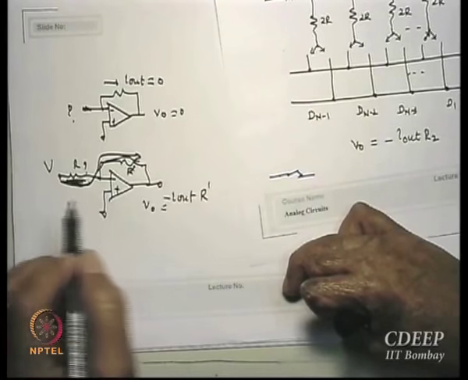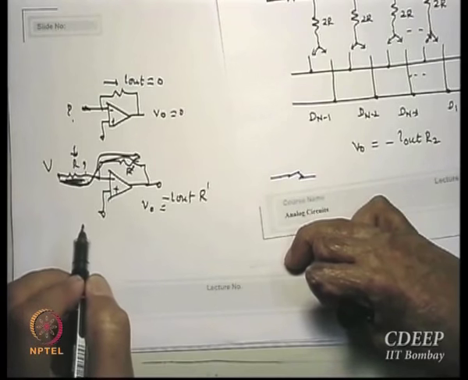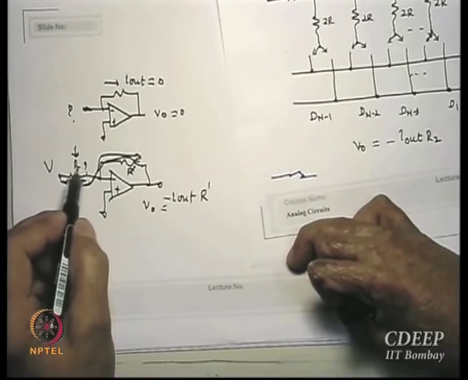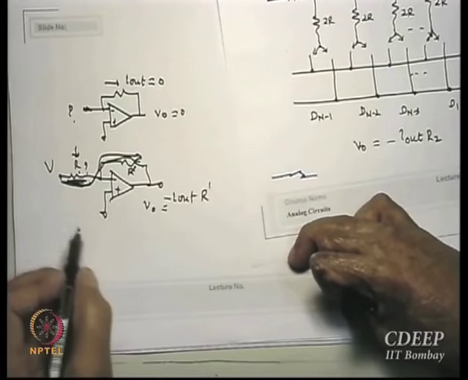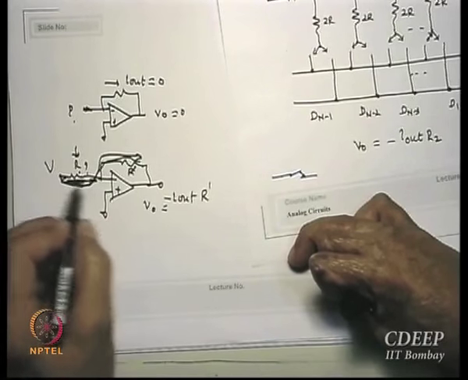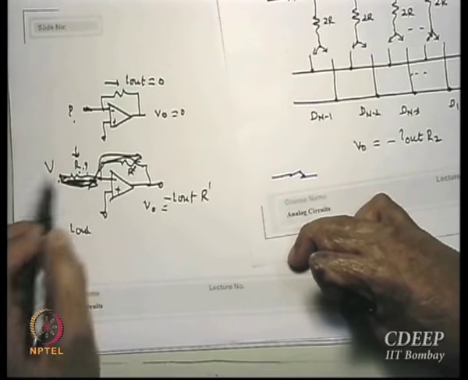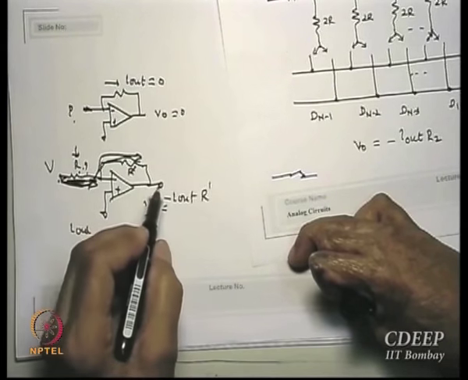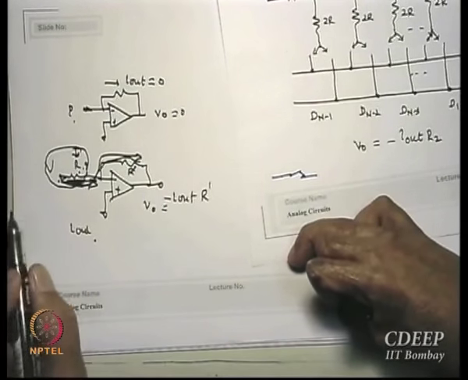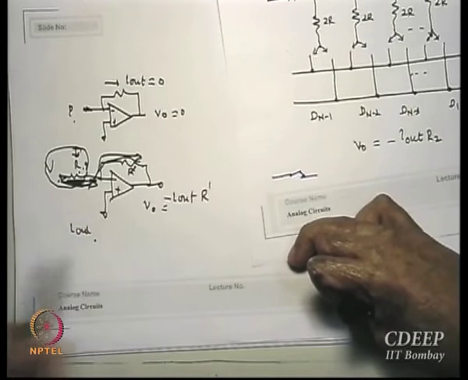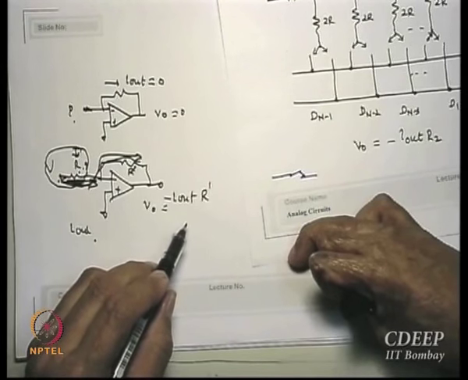So, we find out how much I out is. I out is a function of this, is that correct? If this value changes, V out will change. If I out, which is a function of this R, changes, or this voltage changes, then I out will change and therefore V0 will change. Is that correct? If this combination gives me different values for each equivalent digital bit, then different outputs will be available. Is that correct?